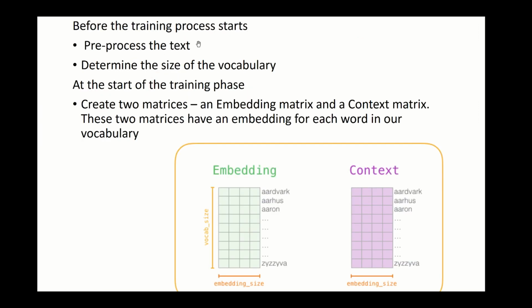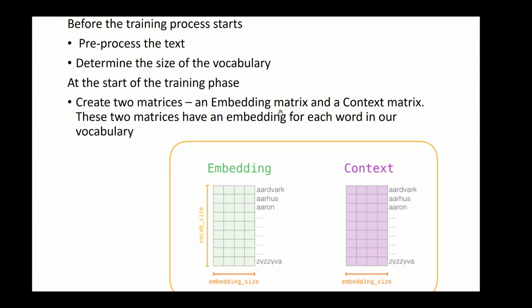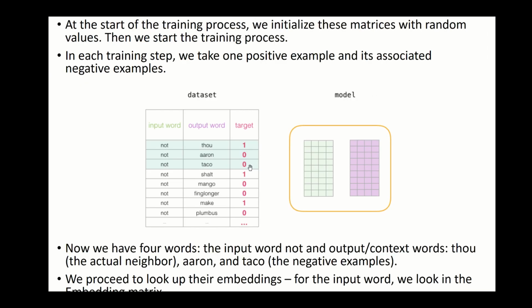Now we talk about the Word2Vec training process. In the training process itself, we pre-process the text and we have the size of the vocabulary, which is very important. At the start of the process, we require 2 different matrices: the embedding matrix and the context matrix, and both should have our own vocabulary. At the start of training, we initialize the matrices with random values, because we don't know the right values at the initial stages.